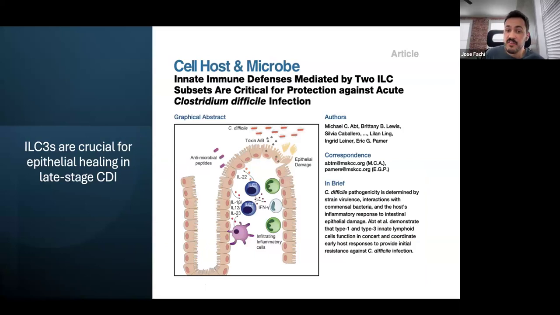This was confirmed by another group, by Eric Palmer from Chicago. They showed that ILC3s are very important for the late phase of the infection, where they produce a lot of IL-22 that is very important for the epithelial healing. But they also show in their paper that ILC1s are very important for the early stage, day 1 or 2 post-infection, producing mainly interferon gamma.